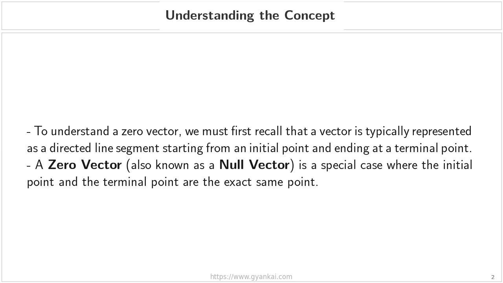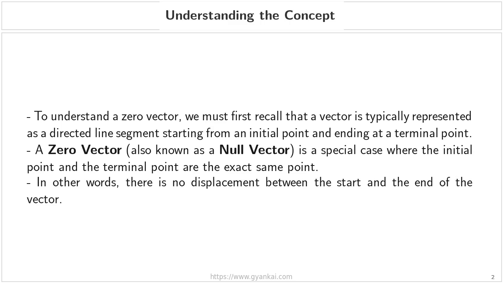However, the zero vector, which you might also hear referred to as the null vector, is a very special, unique case. In this instance, the starting point and the ending point are not different. They are the exact same point. Think about what that implies physically. If you start at a point and end at that very same point without moving, there is simply no displacement between the start and the finish. This lack of movement is exactly why the magnitude, as we will discuss in the next slide, ends up being zero.